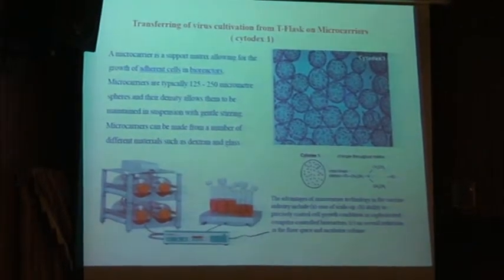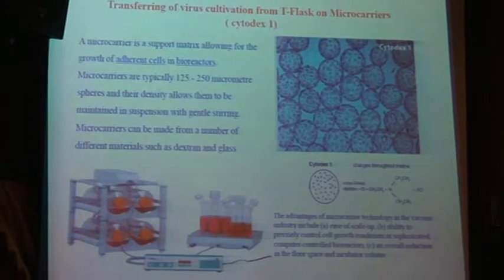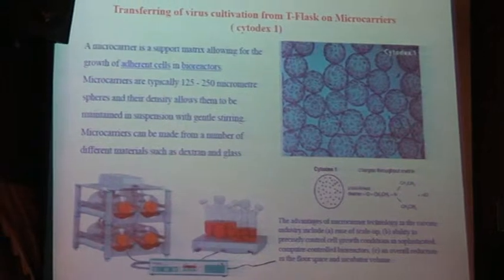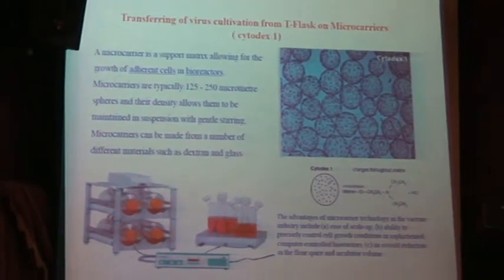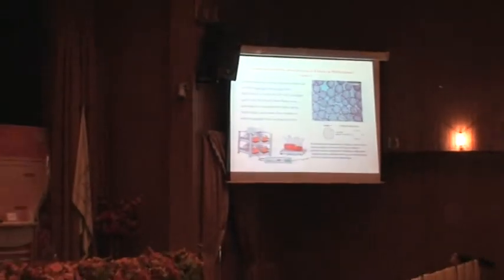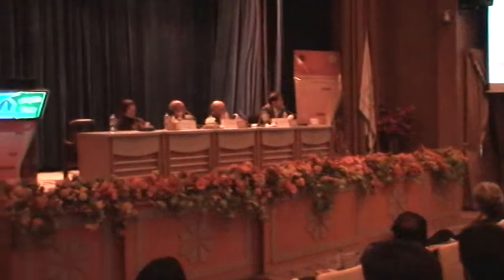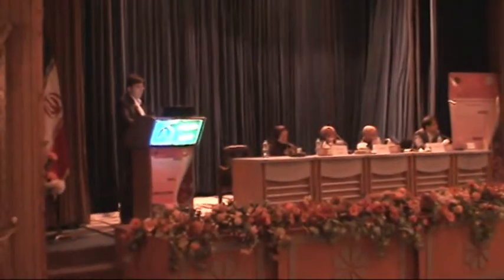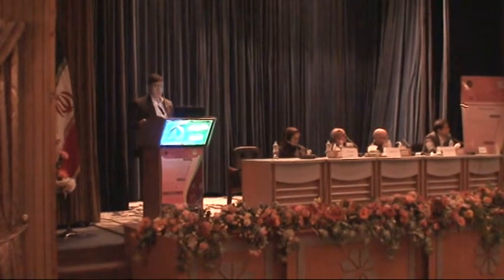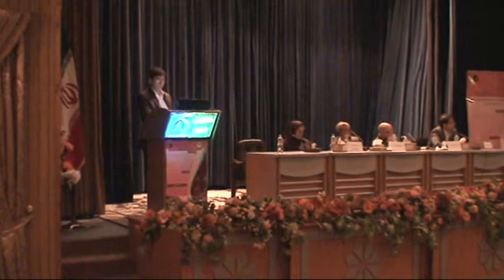Because we need virus on a large scale, after optimization of cells in T-flasks, we transferred this technology to microcarriers. Microcarrier is a support matrix allowing for the growth of adherent cells in a bioreactor. Microcarriers are typically between 125 and 250 micrometers, and they can be made from a number of different materials such as dextran and glass. We used Cytodex 1 in this research.